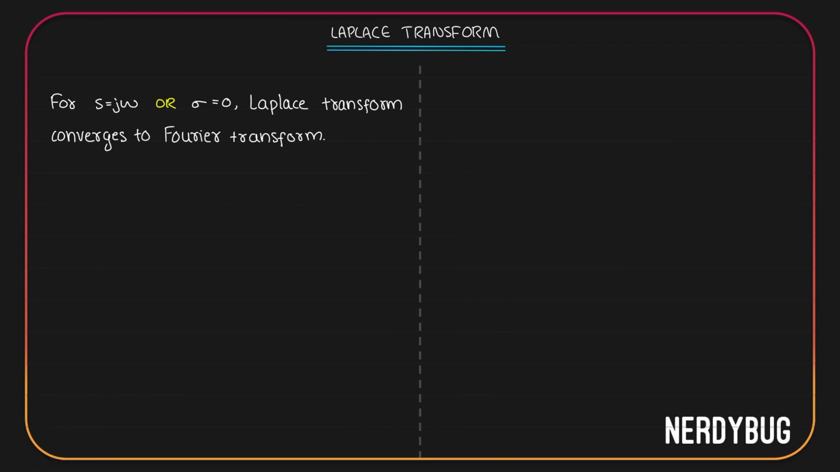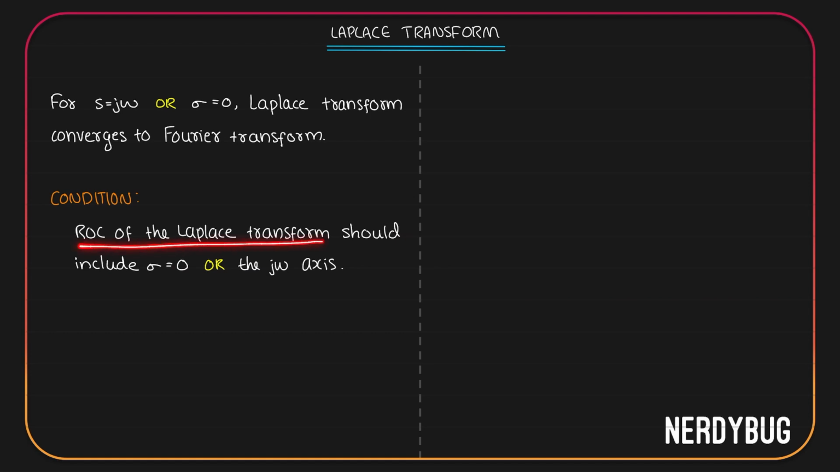We have already learned that if s is equal to j omega or sigma is equal to 0, the Laplace transform converges into the Fourier transform. But the problem is, what if the Laplace transform doesn't have sigma equal to 0 in its region of convergence? So the condition for the Laplace transform of a function to converge into its Fourier transform when we take sigma equal to 0 is this: the ROC of the Laplace transform should include sigma equal to 0, or it should include the j omega axis. Let us take an example to see this.